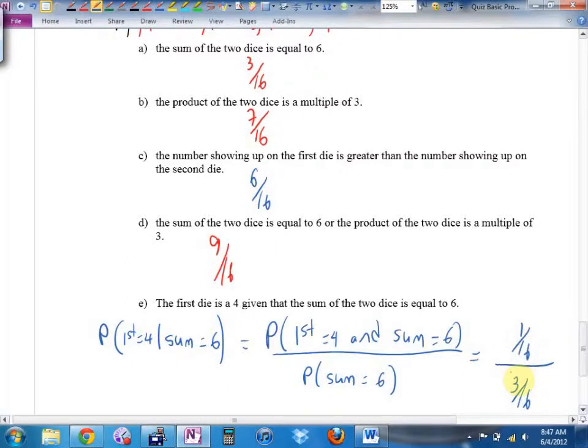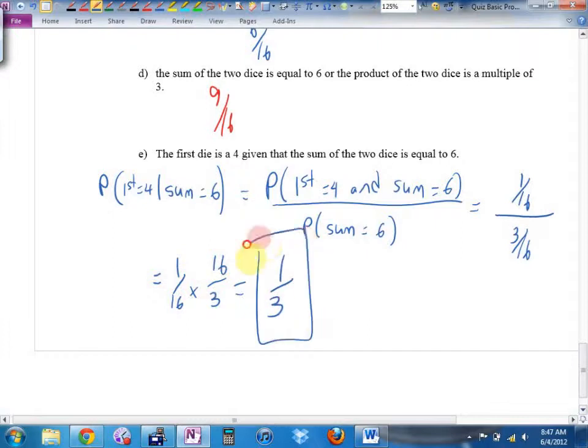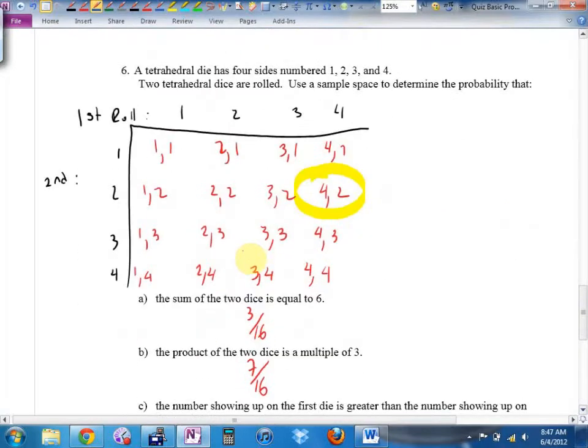Now what? How do I divide by a fraction, flip it and multiply? I'm going to get 1 out of 16 times 16 over 3. Now that I see that, it makes sense. Here's the ones that add to 6. How many of them are there? 3. Of those, how many also have the first die being a 4? 1 out of 3. But I got it with the conditional probability equation.